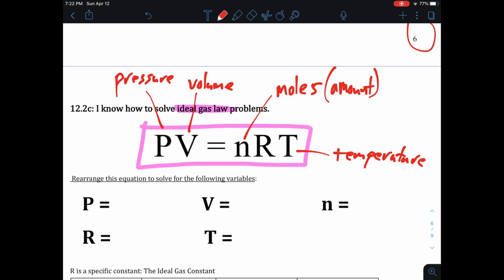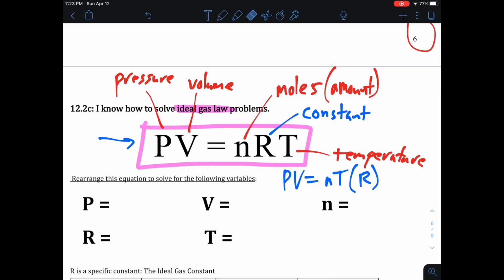And that leaves us with R, which can be kind of the most confusing of the ones. It's not necessarily a variable. I describe R as a constant, as it's just a number that makes this equation work. In other words, PV doesn't equal NT. PV equals NT when you multiply it by this constant R. And so that becomes our equation. PV equals nRT. And sometimes chemists refer to this as PivNert. Kind of a fun way of saying it, PivNert.